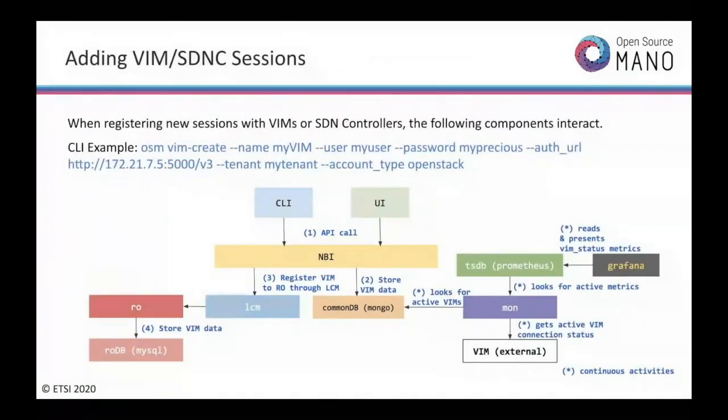When we want to start launching network services, we need a VIM, right? So one of the first things we do in OSM is create a VIM. And which components interact with each other when we create a VIM like this? For example, OSM VIM create, and we specify the user, password and the URL for OpenStack, for example, or we do this same thing through the dashboard. When the NBI receives the API call, the information is stored in MongoDB. So the VIMs are there in Mongo.